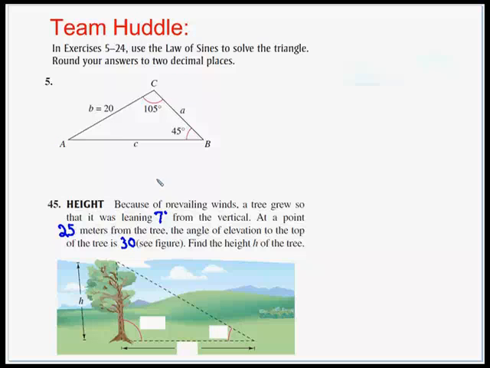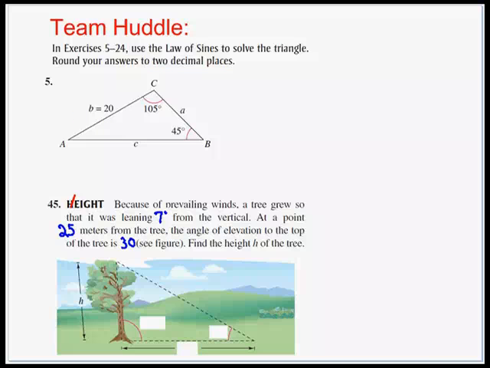Now we're on to some practice problems in the team huddle. In the first one, use the law of sines to solve the triangle. Round to 2 decimal places. Solve for all missing things. First you'll find angle A that's missing, and then you'll solve for side A and side C.